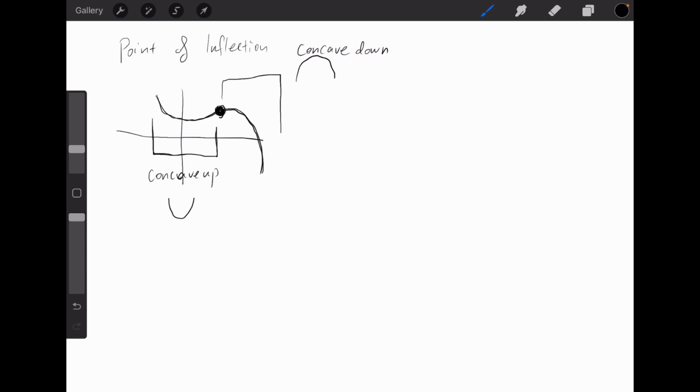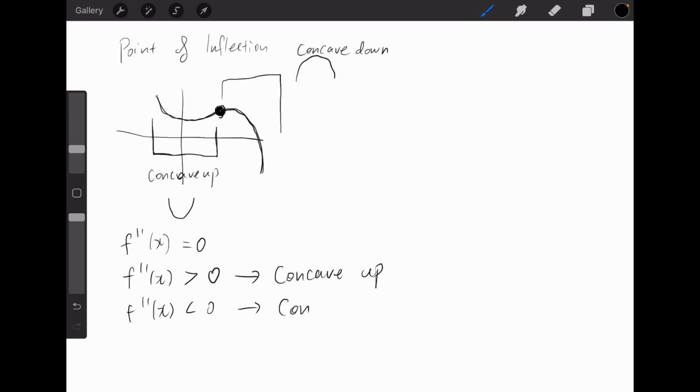And therefore this point is the point of inflection. So how do we find the point of inflection? We first take the second derivative of a function and set it to 0. And then if the second derivative of the function is greater than 0, that means it concaves up. And if it's smaller than 0, then it concaves down.